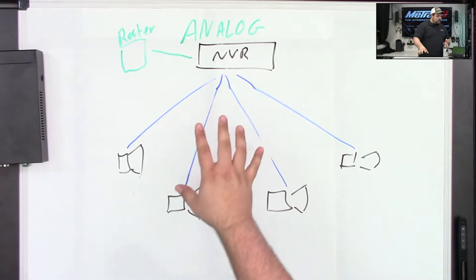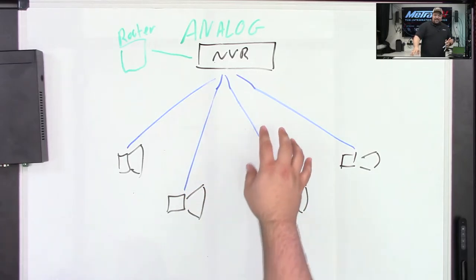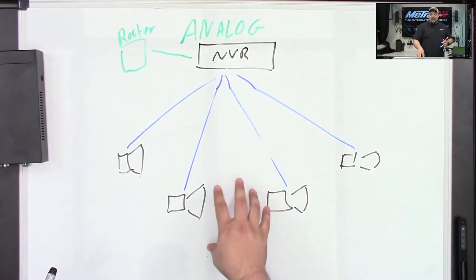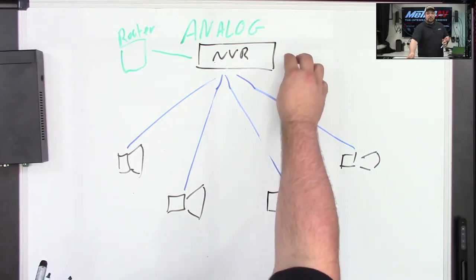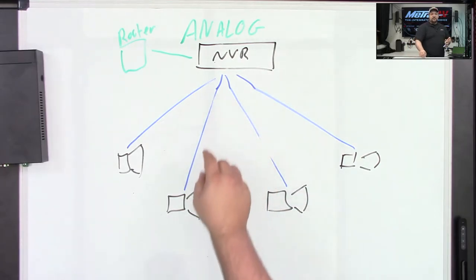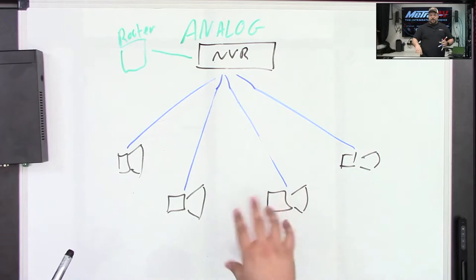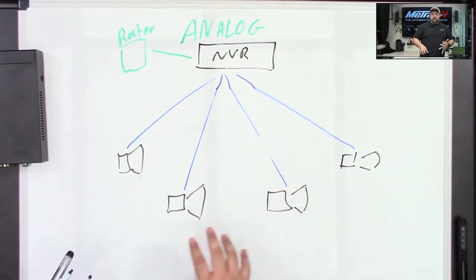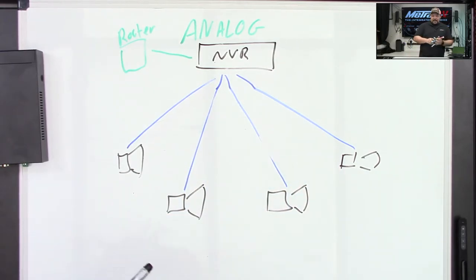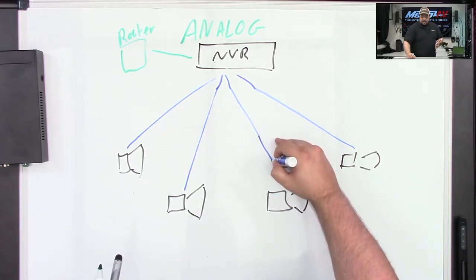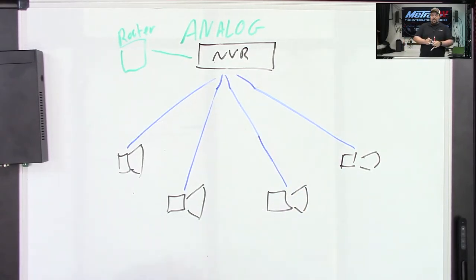This gives you the ability to not need a separate power supply for the cameras, because the NVR is using PoE, or power over Ethernet, and it's powering those cameras wherever they are. This is really handy for guys doing installations where you only have to run one cable now. You don't have to run two cables to each camera location.